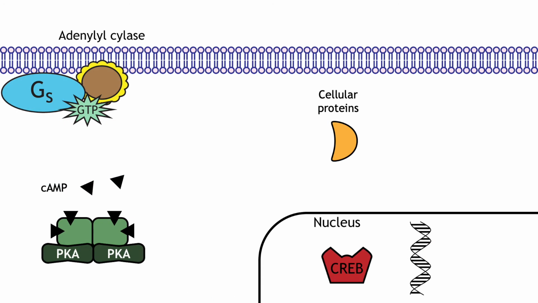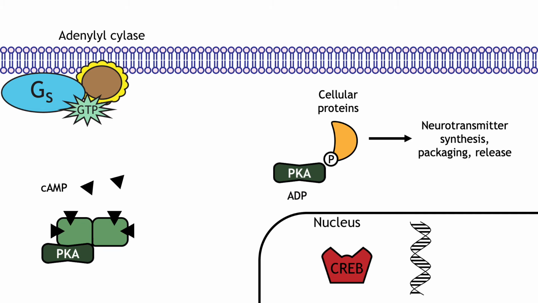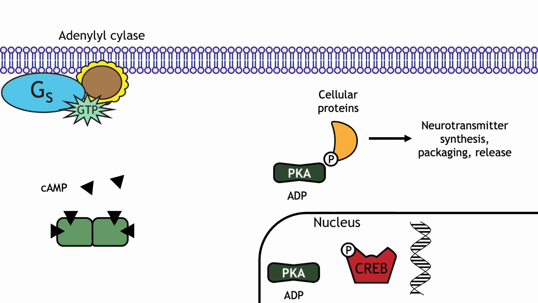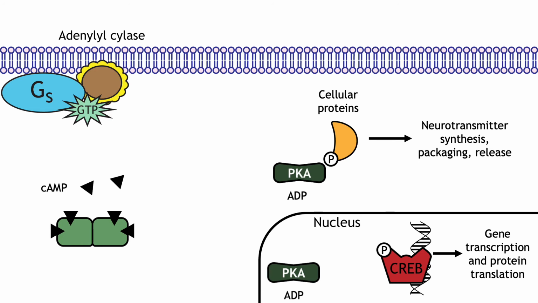In addition to altering ion channel function, PKA can phosphorylate other proteins important for neuron function, such as proteins involved with neurotransmitter synthesis and release. One other critical target of PKA phosphorylation is the transcription factor CREB. Transcription factors bind to DNA in the nucleus and change the rate of gene transcription. Phosphorylation by PKA can cause CREB to initiate transcription of genes, creating new proteins for the neuron. Depending on which genes are transcribed, the effects on the neuron can be long-lasting.